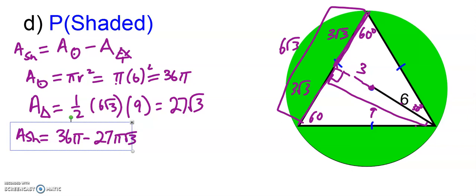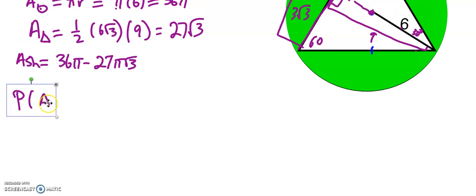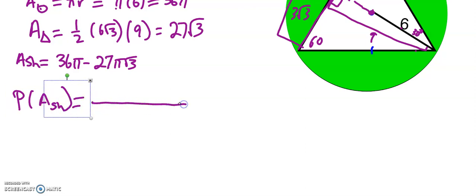And then lastly, to get the probability of the shaded region, I'm going to take the area of the shaded region, which was 36 pi minus 27 radical 3. Good Lord, that looks like a pi. I did not mean that to be a pi. My bad. And then divide that, guys, by the area of the outer shape, which is the circle, which would be 36 pi.